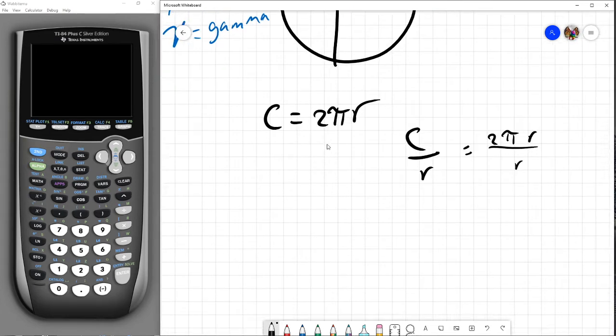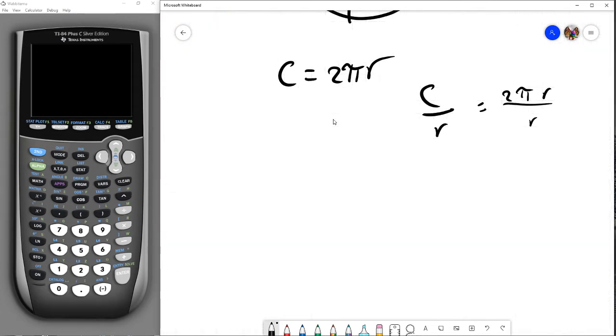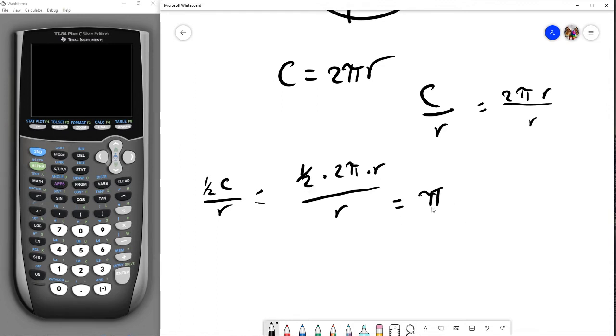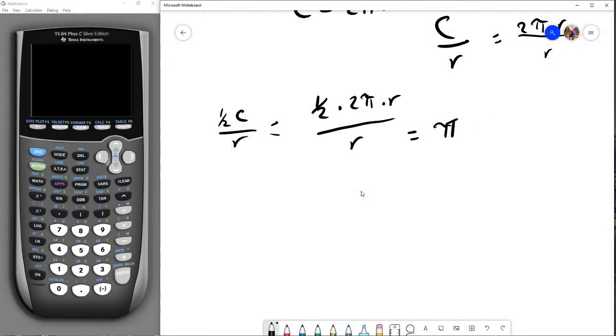Suppose we want to go halfway around the circle. So if I go halfway around the circle, I have a half times 2 pi times my radius, and if I divide it by r, so this is 1/2 of our circumference divided by r, notice the r's cancel out. In fact, this 2 and this half kill each other off, and that just leaves you with a pi. This is also a unitless quantity.